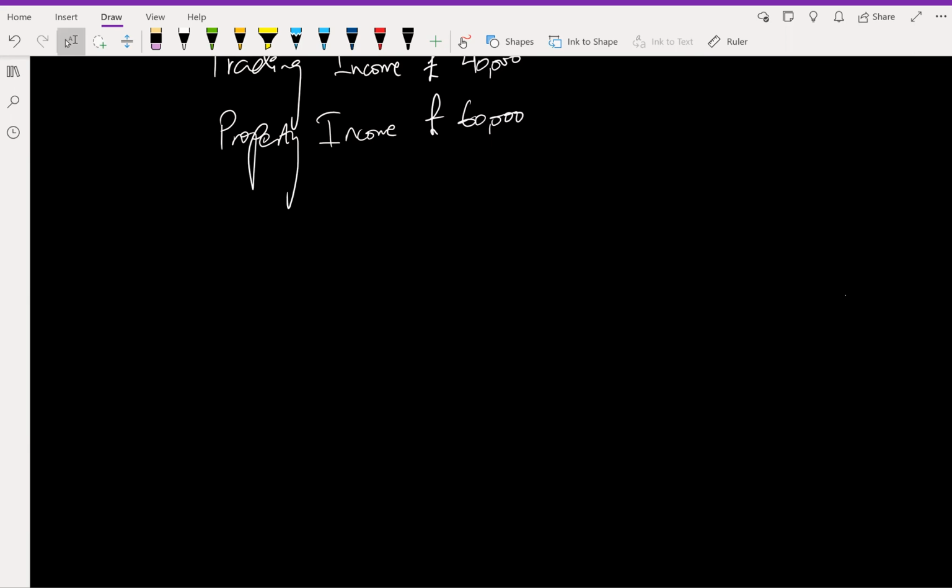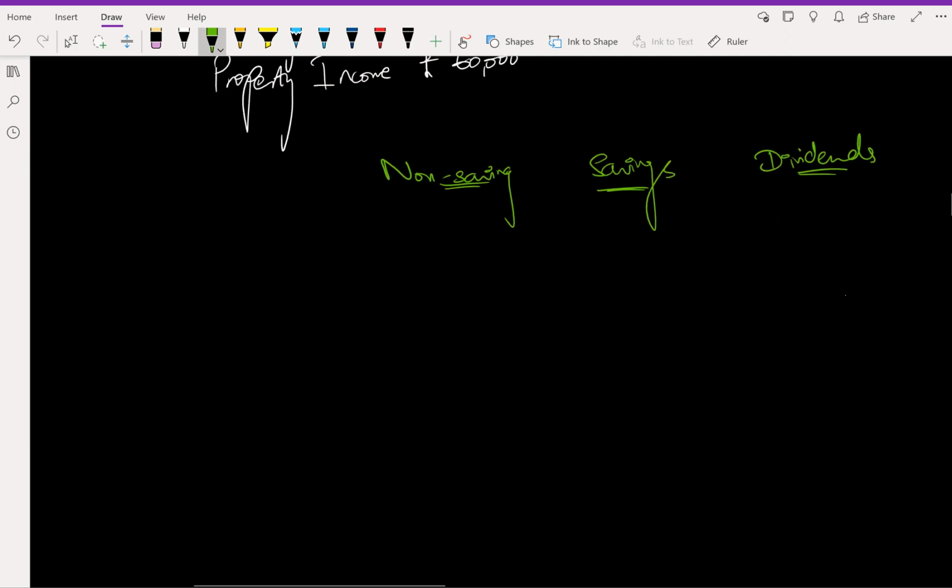Step number one, you will categorize these incomes. In the UK, there are three categories: non-savings, savings, and dividends. These are the three categories in the UK. Why are they categorized into three categories? Because the rates are different. Basically, the income tax rate is different.